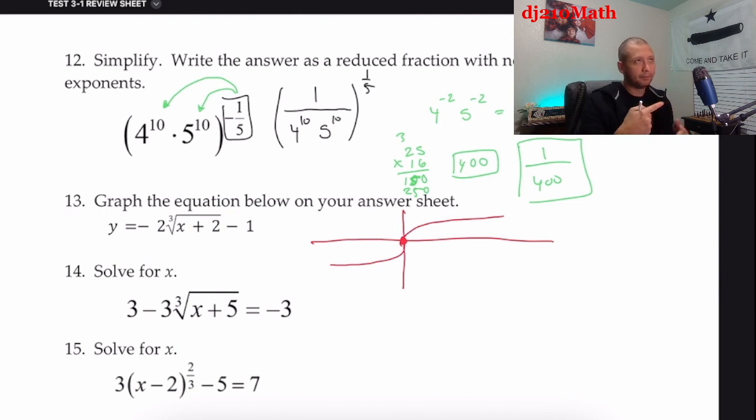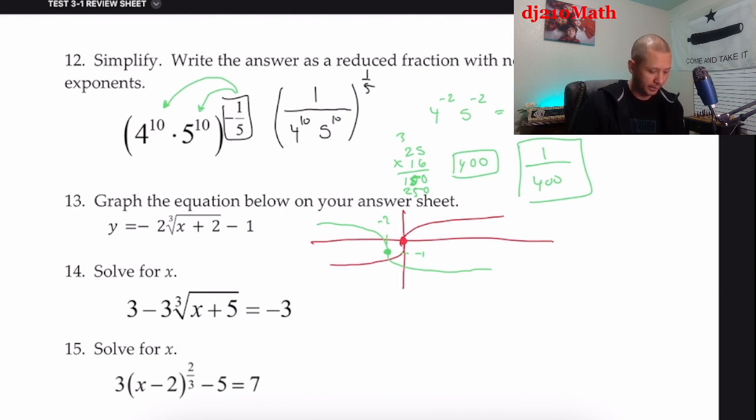Well, because of the symmetry of this thing, it really doesn't matter which way you rotate it, because it's going to look the same. And then it's going to be a vertical stretch by a factor of 2. So ultimately it's going to look something like this, right? Negative 2, negative 1. And then it's kind of stretched out.